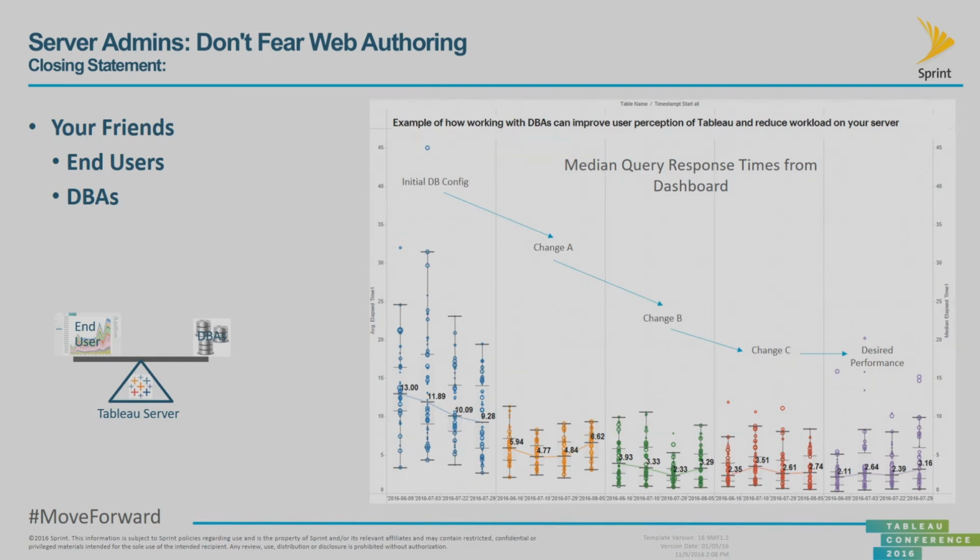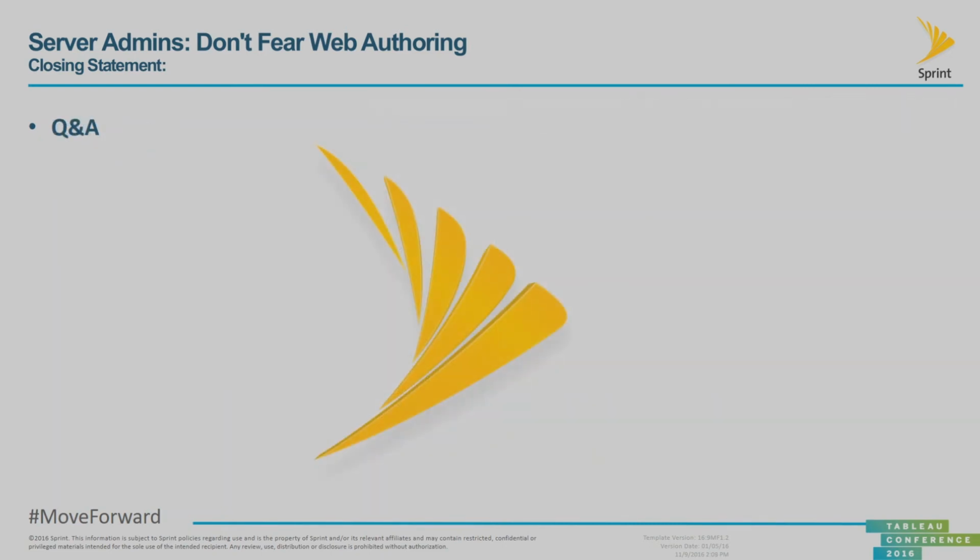Go through the same test plan again, make another change. Hey, we knocked it down to 3 seconds. So we keep working through this process till we get to the end performance desired, which was sub 3 seconds for all the queries. So, big thing is work with everybody. You're a translator as a server admin. And with that, it's time for Q&A, but I think we're pretty close on time, too.